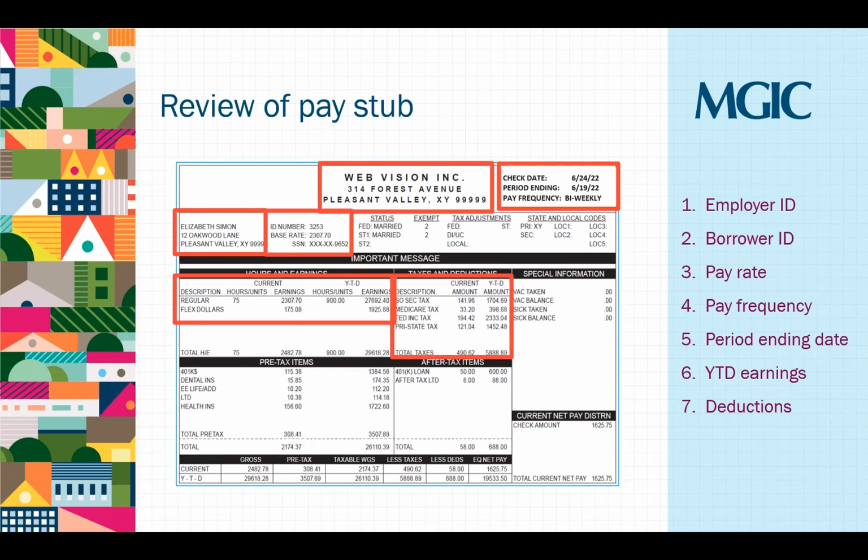Deductions are noted. If they were not, we would have to question if Elizabeth Simon was truly a salaried employee or perhaps a 1099 independent contractor. Of course, it doesn't stop there. Let's look at some W-2s.